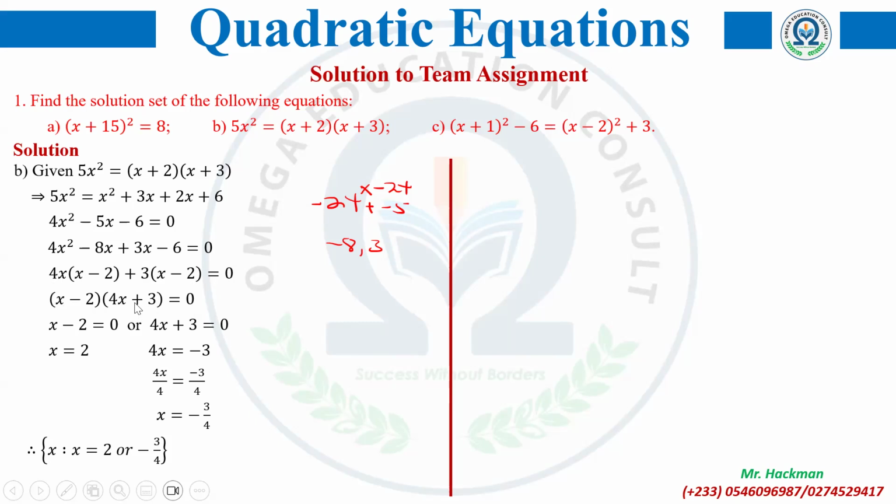So now you have factors equal to 0, so you can use the zero product rule. There you write x minus 2 is equal to 0, and 4x plus 3 is equal to 0. Solve for x here, which gives x equal to 2. Then solve for x here, and that gives us x equal to minus 3 on 4.